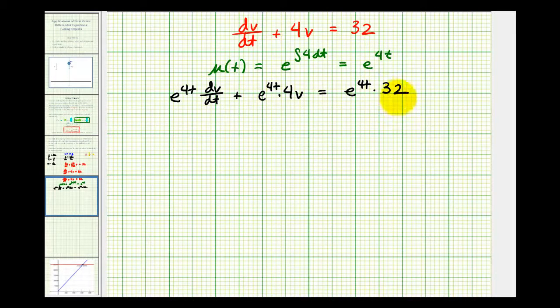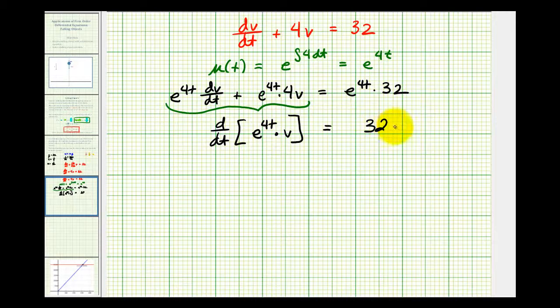Now when using an integrating factor to solve this linear first-order differential equation, the left side of this equation is always equal to the derivative of the product of the integrating factor and our function v. So if the left side is equal to this derivative, it must also be equal to the right side, 32 e to the 4t. And now we can solve this by integrating both sides of the equation with respect to t.